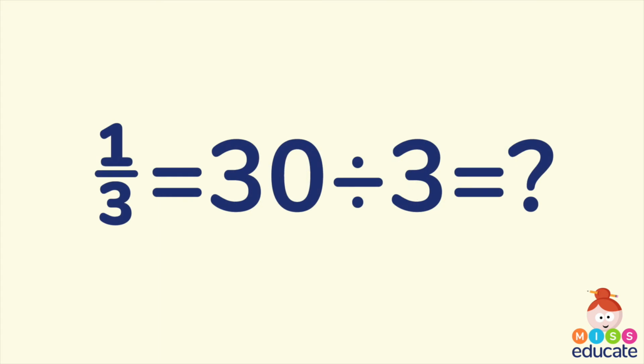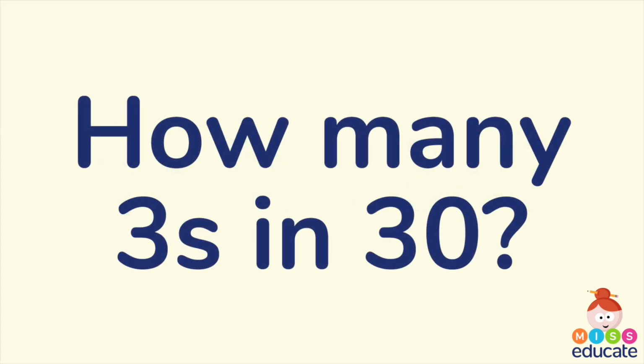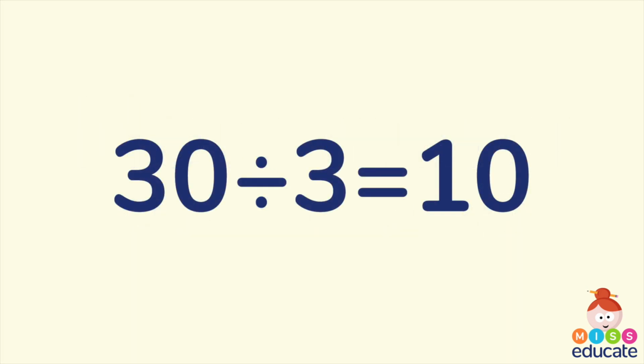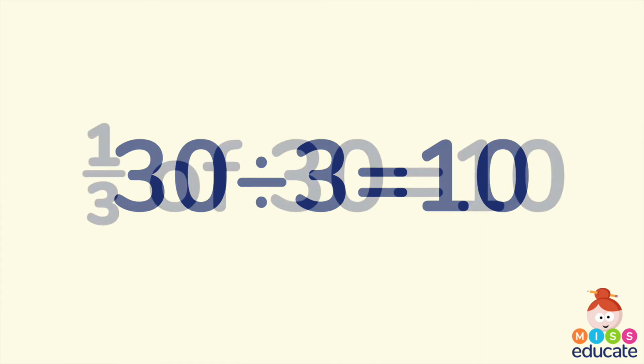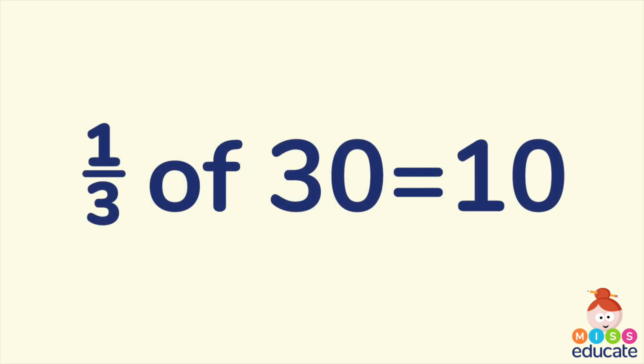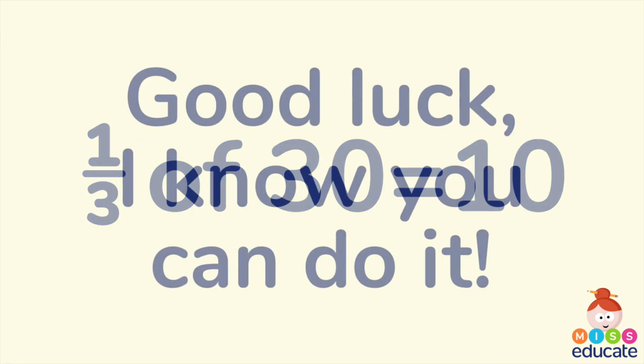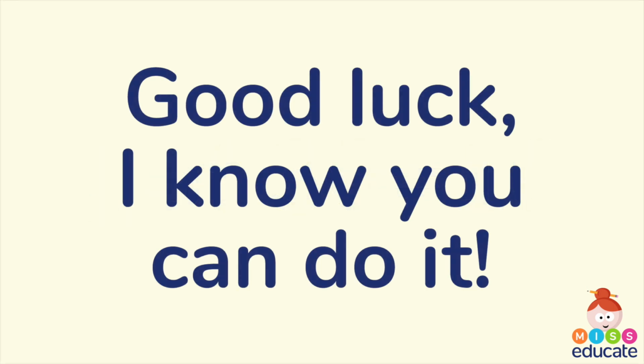1/3 of 30, we're dividing 30 by 3. How many 3s in 30? 30 divided by 3, we worked out, is 10. 1/3 of 30, therefore, is indeed 10. And that's it. That is working out fractions of amounts. It's really easy, isn't it?